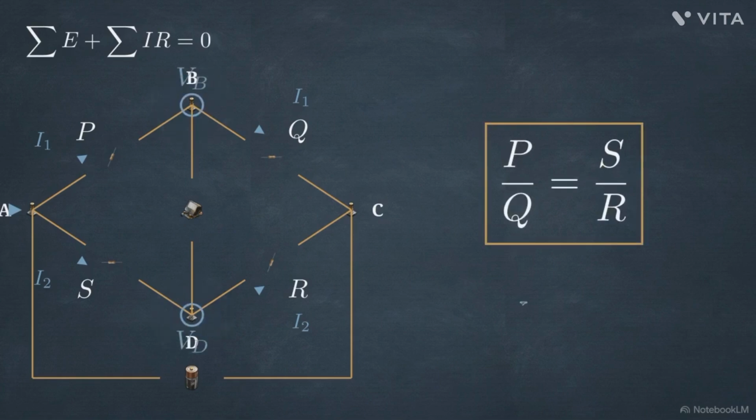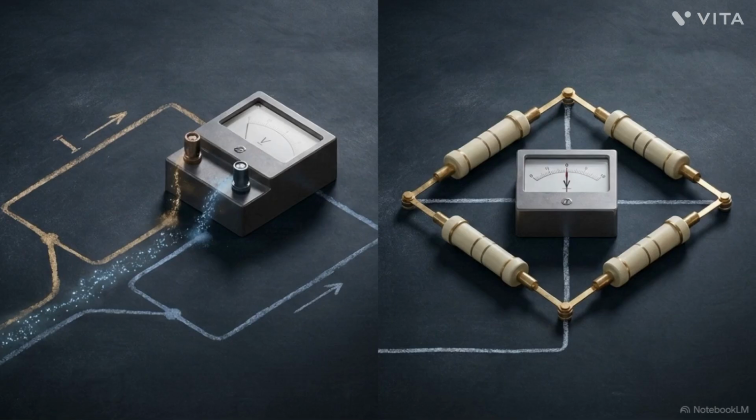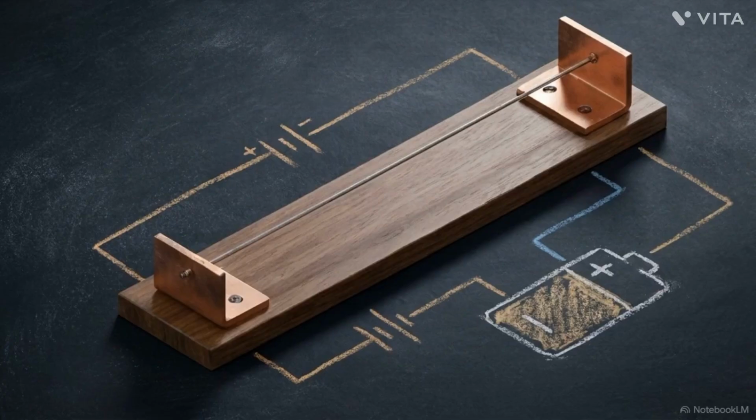When balanced, the ratio of P over Q is equal to the ratio of S over R. Because no current flows between B and D, those 2 points are at the same electrical potential. We have extracted an exact resistance ratio without creating a disruptive crosscurrent. This theoretical network is applied in the laboratory through a device called the meter bridge.